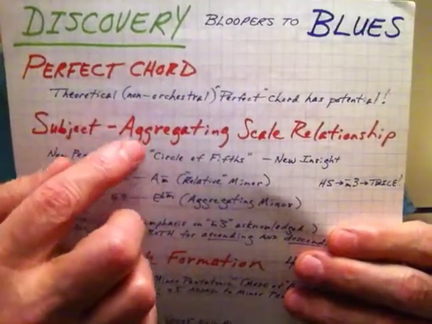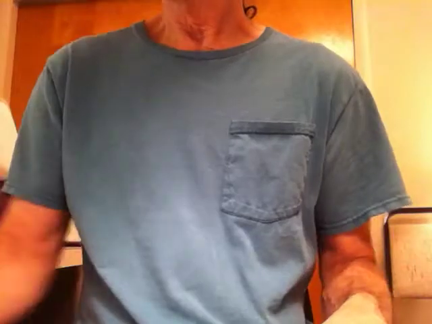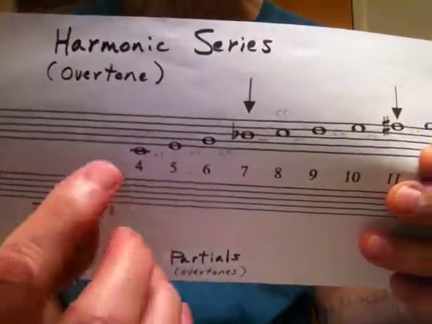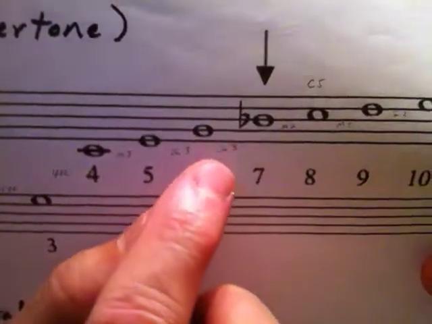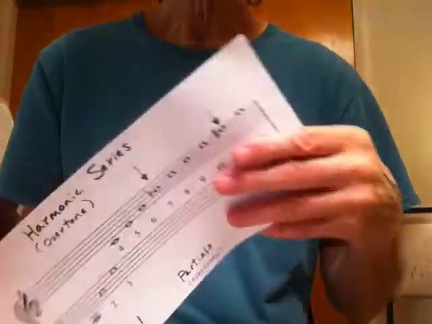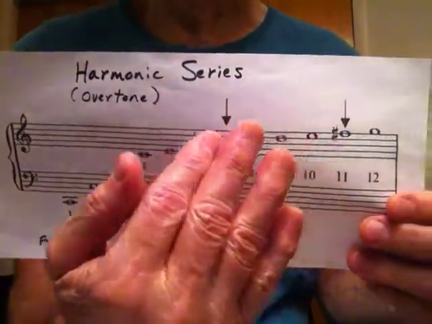And I discovered the subject aggregating scale relationship. Actually, I invented that. And the reason being is because I mentioned this repeatedly. In the harmonic series, in this octave here, twice the minor third interval is emphasized. And I'm thinking, twice? Why twice in the same octave? So I thought maybe it referred to something happening twice in the harmonic series.